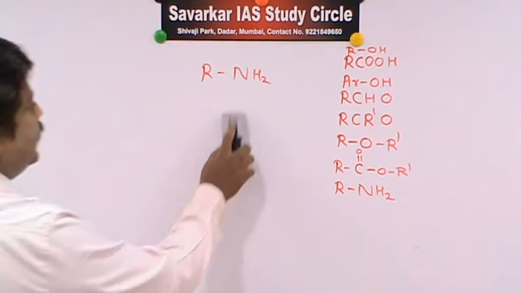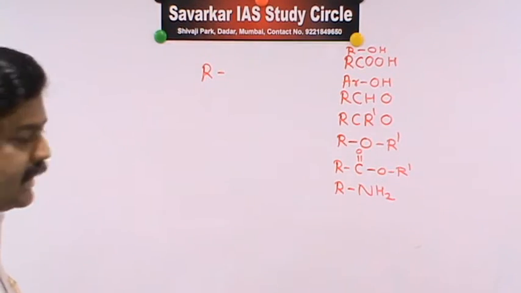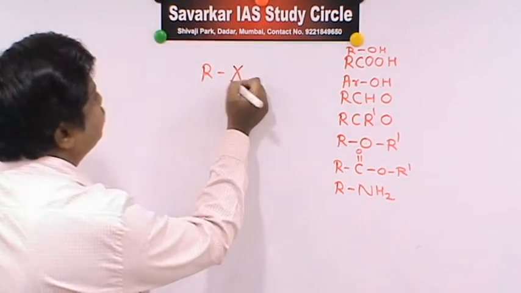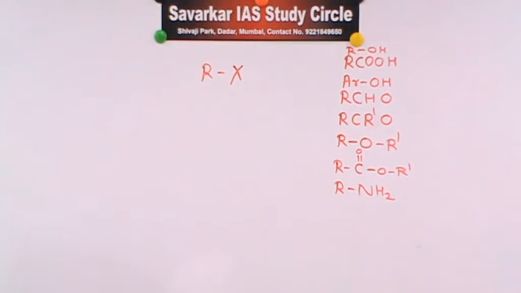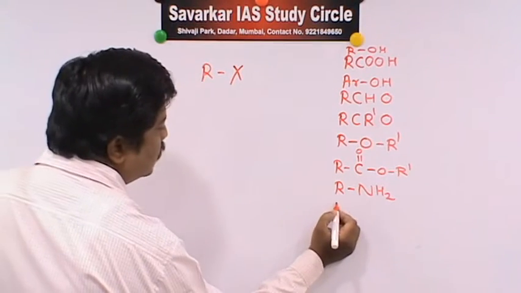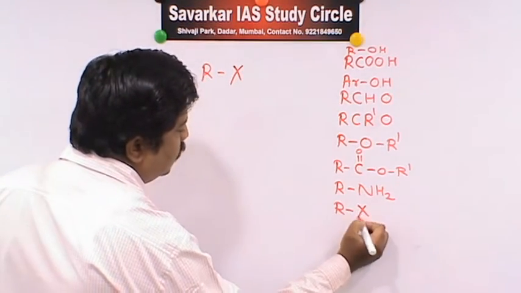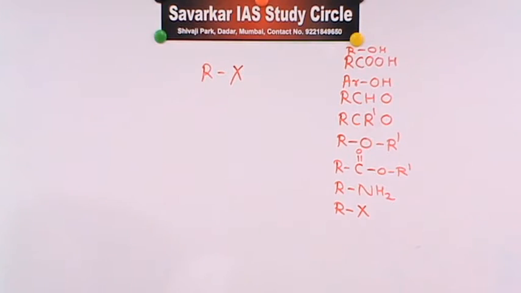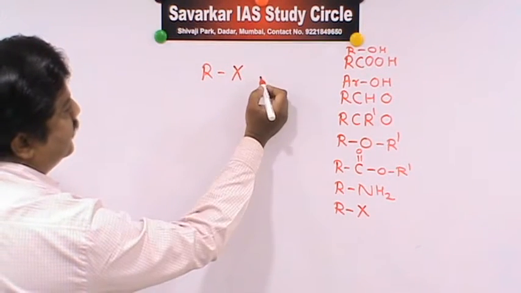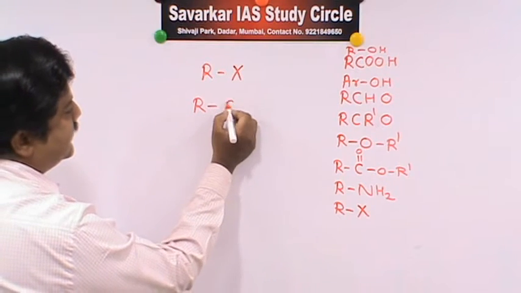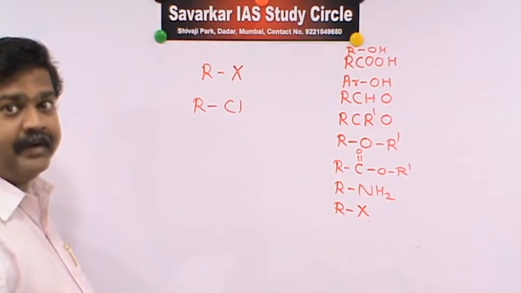Next element we have to introduce here is X. There is no element with the symbol X, but we are representing halogens under the heading X. So they are called halides. Here I am talking of the compound RX, they are called halides. Now different halides are there. For example, RCl we call chloride.